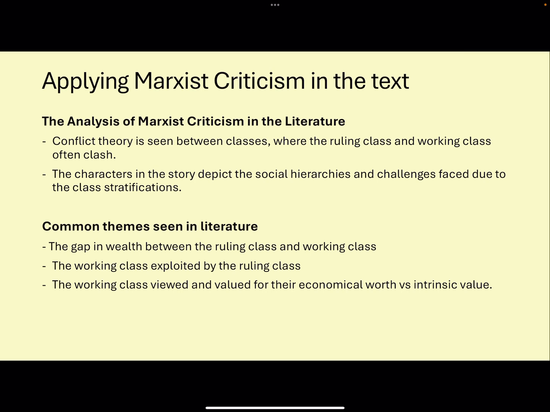There are common themes seen in literature, such as the gap in wealth between the ruling class and working class, the working class exploited by the ruling class, and the working class viewed and valued for their economic worth versus intrinsic value.